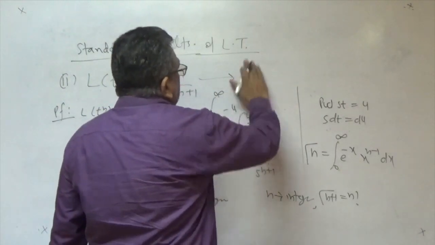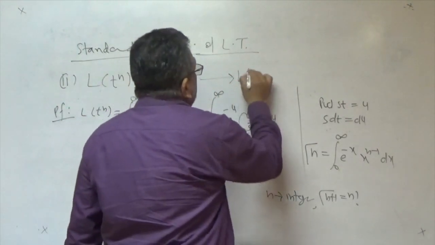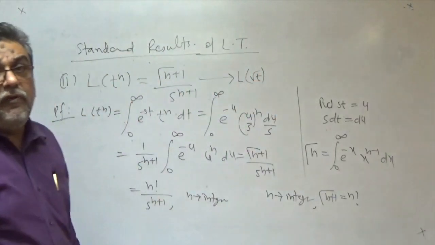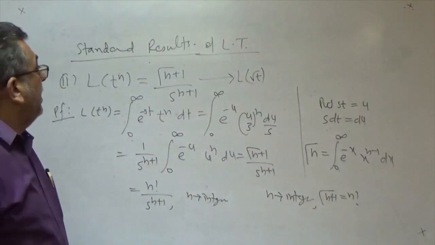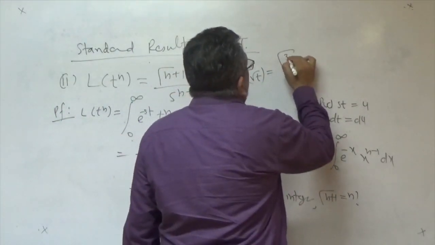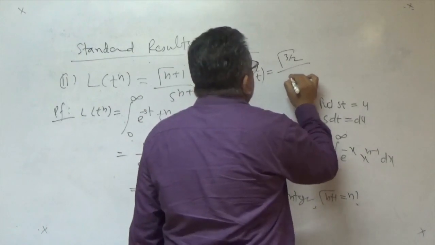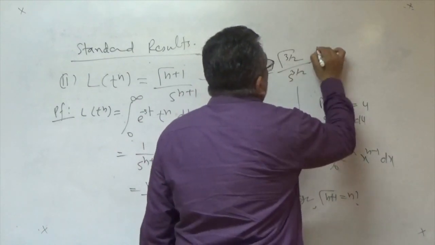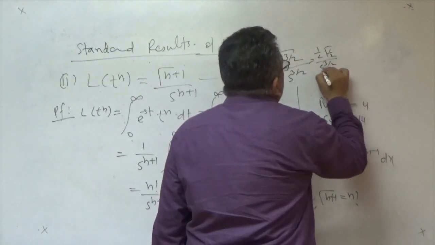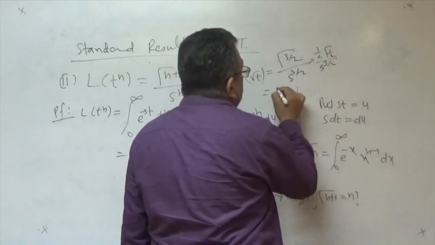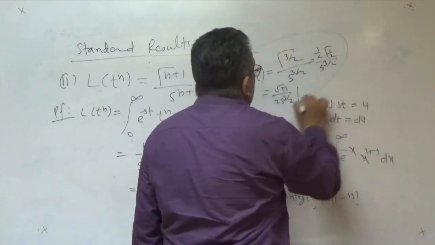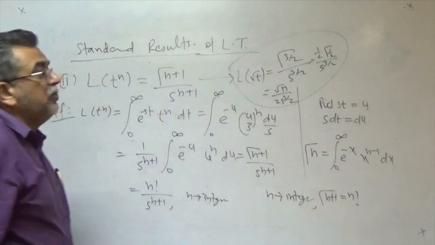Just as I discussed, as an example, here you can find the Laplace transform of under root t. What is under root t? That is t to the power half. That is gamma 3 by 2 upon s to power 3 by 2. Gamma 3 by 2 you know is 1 by 2 gamma half, so gamma half is under root pi, upon 2 times s to power 3 by 2. This will be the Laplace transform of under root t.